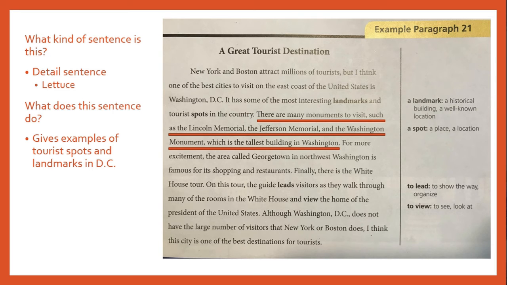So, just to summarize, the sentence before this, the supporting sentence, gives a reason that D.C. is one of the best places to visit. It says that it's one of the best places to visit because of the landmarks and tourist spots. The next sentence, this one underlined here, gives examples of what those tourist spots and landmarks are. So that's how the functions of these two sentences are different. And that's what makes the first sentence a supporting sentence and the second sentence a detail sentence.